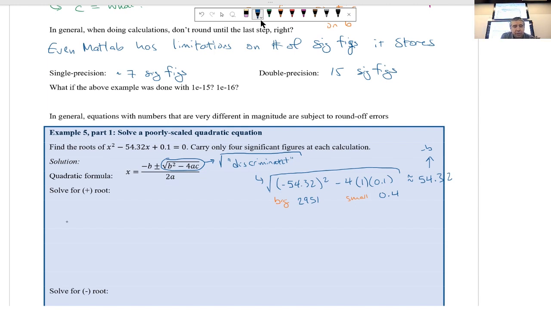Therefore, when I look at my root, if I solve for the plus root, I have x equals the opposite of b, or 54.32, plus the second term, which ended up being 54.32, divided by 2a. Therefore, the plus root, which I'm going to call x plus, equals 54.32.